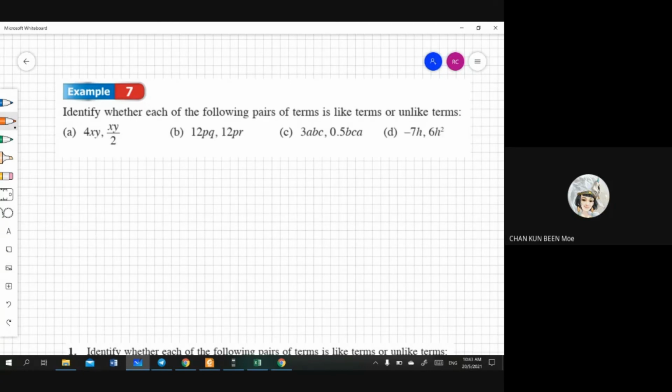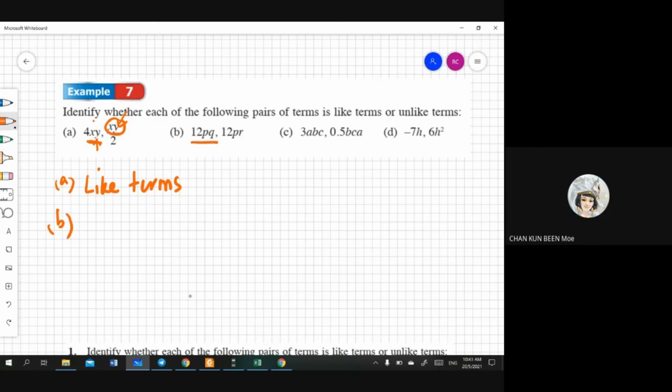So I'm going to show you a few first. For A, like terms or unlike terms? I'm going to determine the variable. You see the variable x and the variable x is the same. The variable y and the variable y is the same. The powers are both 1. So they are like terms. Easy, right? Okay, then we look at B.